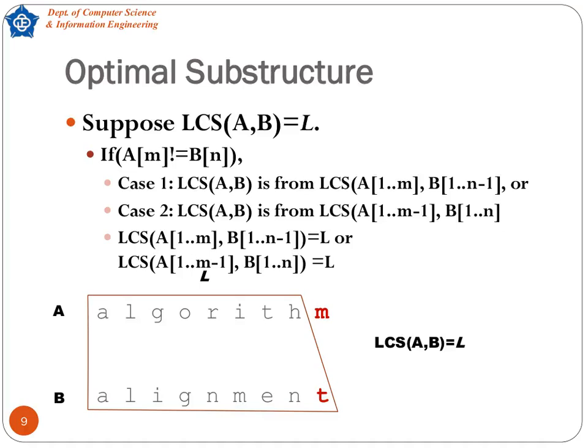On the right, you see A equals algorithm ending in M and B equals alignment ending in T. Since M does not equal T, the common subsequence of length L must result from removing one of those final letters and solving that smaller problem. This branching gives us the exact recursive relation for LCS whenever the last characters differ.